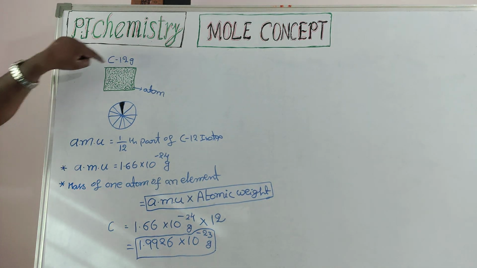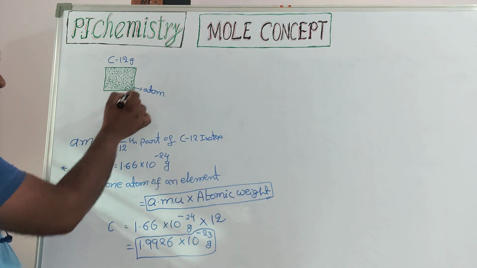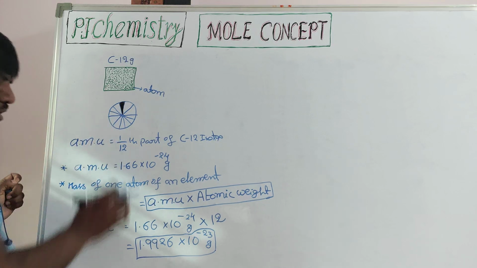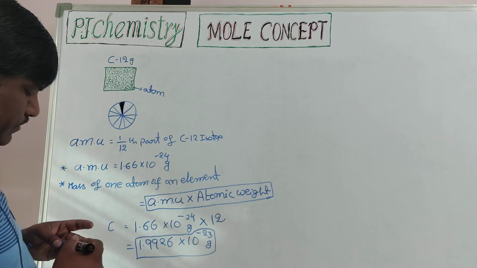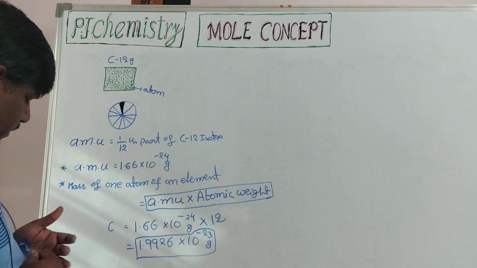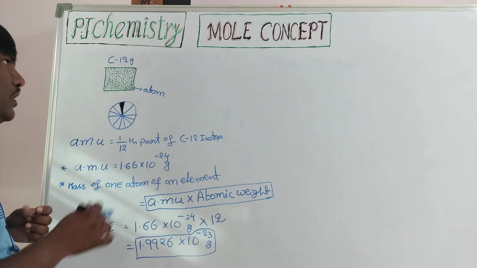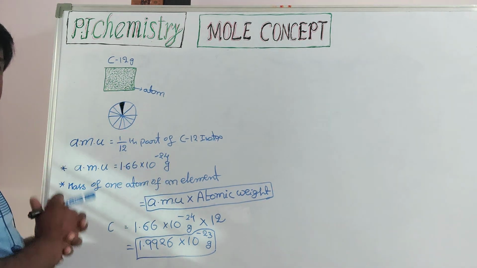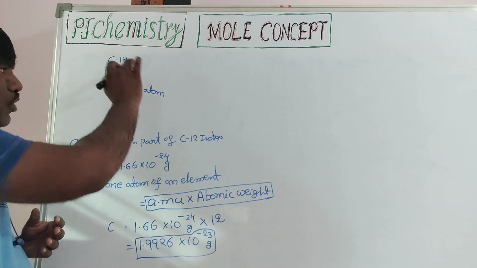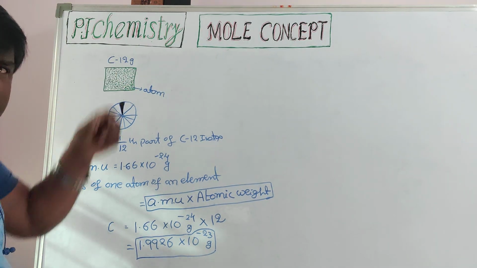Now in this element, one small particle means we got the value for carbon. How much? 1.926 into 10 to the power of minus 23. Like these atoms, in this element, how many are there? What about this total molecular mass, this total element mass?